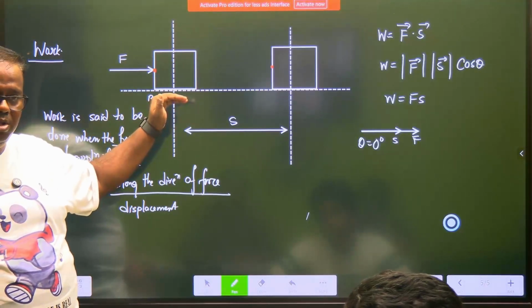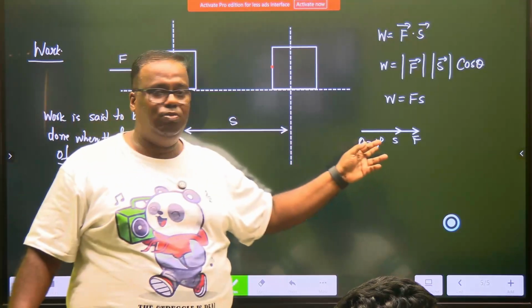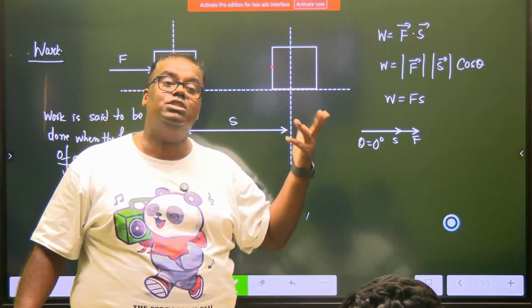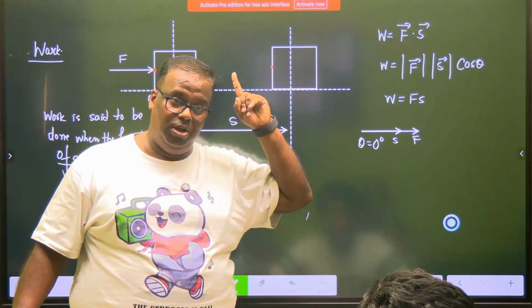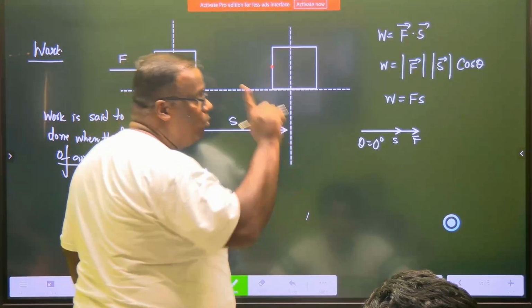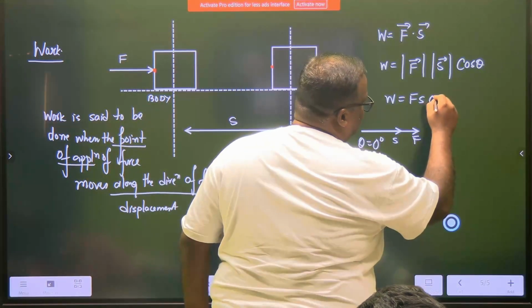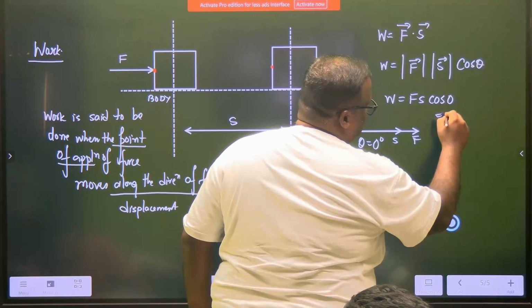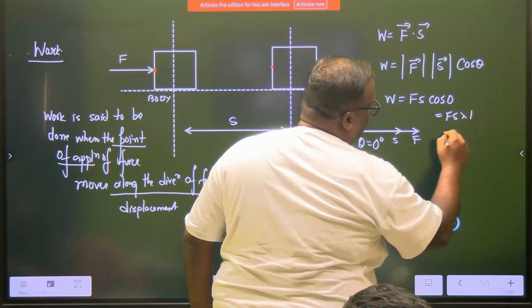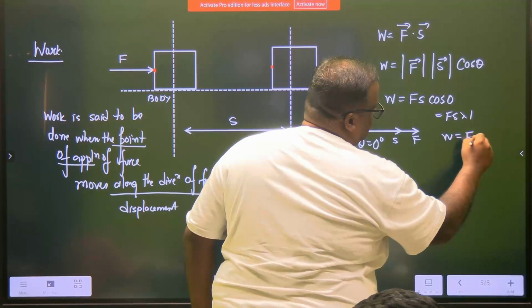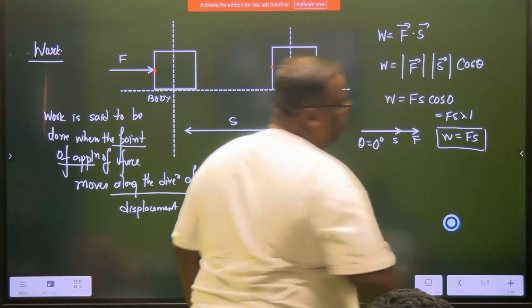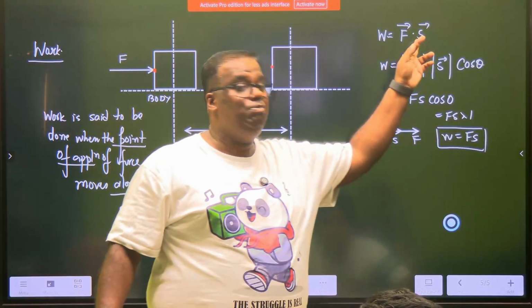Yes or no? So the two vectors maintain an angle of how much? 0 degrees. Cos 0 is 1, as per our table. So this becomes Fs cos 0, which is equal to Fs into 1. In your book you will find this as the formula. This formula came from here actually.